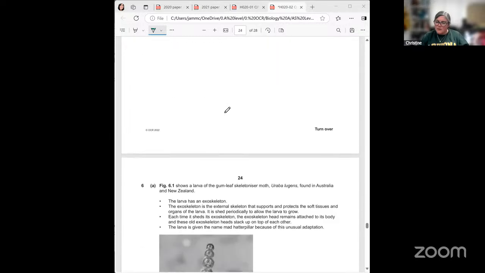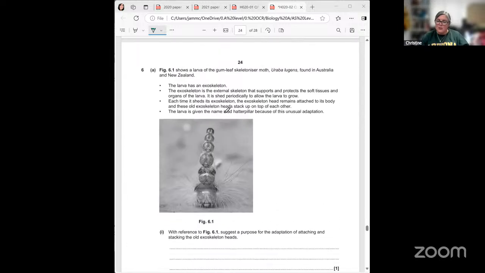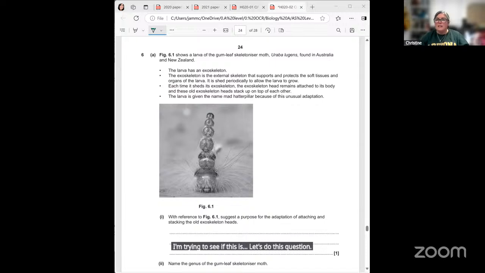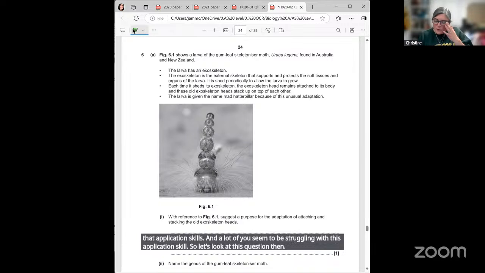Let's see if this is it. Let's do this question, because this is a question that makes students actually get stuck when it comes to application skills. And a lot of you seem to be struggling with this application skill. So let's look at this question then. So what do we have?